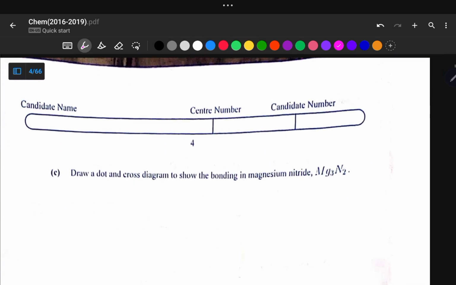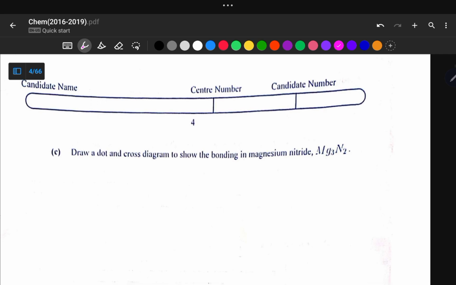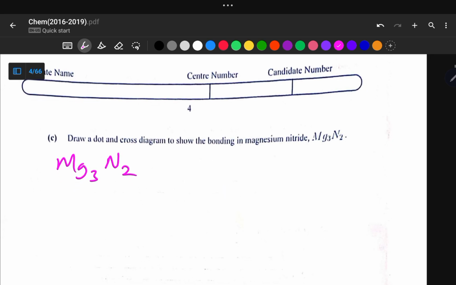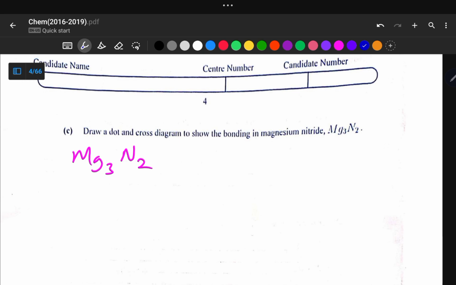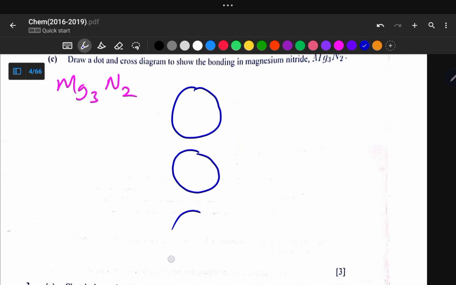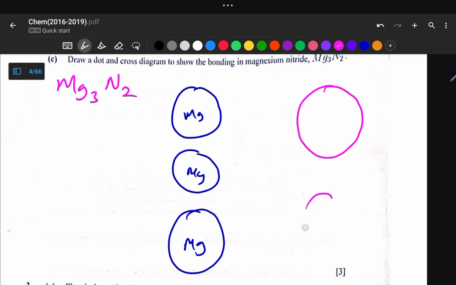So we want to draw. This question number 6 says draw the dot and cross diagram to show the bonding in magnesium nitride. So it's magnesium nitride. We've got 3 magnesium atoms which donate electrons to 2 nitrogen atoms. So magnesium reacts by losing electrons in the outermost shell to form the magnesium 2+ ion, right? So this is the magnesium. So it's Mg, and then Mg, and then Mg, and then for nitrogen we have 2. So this is the nitrogen.